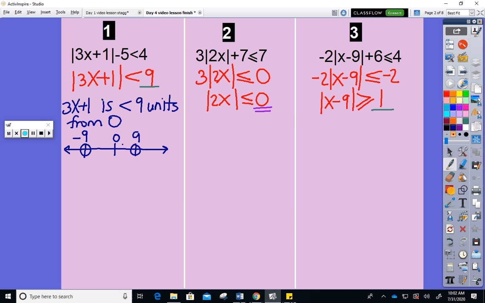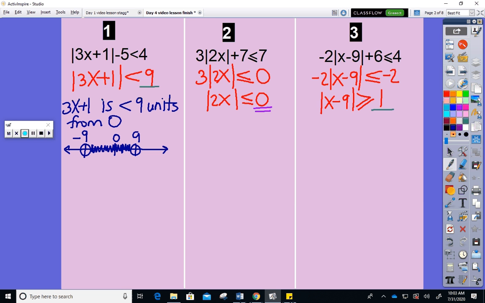Like, for instance, pick a number between negative 9 and 9, like 4. 4 is 4 units from 0. That is less than 9 units from 0. That means I'm going to shade the whole inside. And you only shade the inside or you shade the two outside regions. So I've just figured out this is a one shade inside problem.